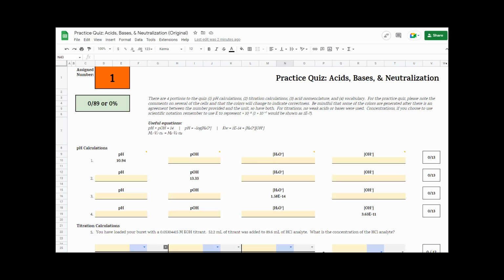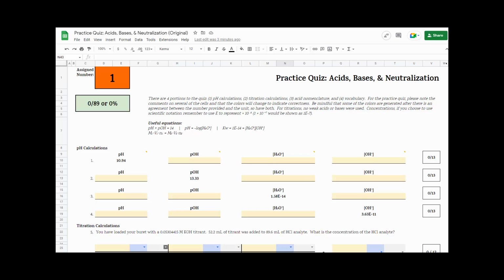Alright, this is the practice quiz for acids, bases, and neutralization. I made a mistake. It's going to be 4 sections, not just 3. The 4th section is going to be some vocabulary dealing with acid-base definitions and some definitions about titration. So the first 3 sections were mentioned before: pH calculations, titration calculations, and then acid nomenclature.